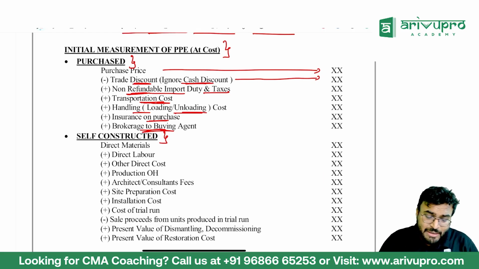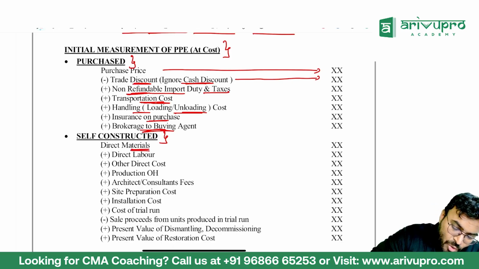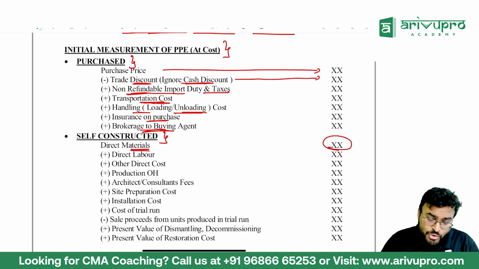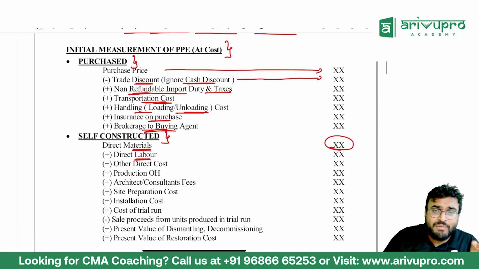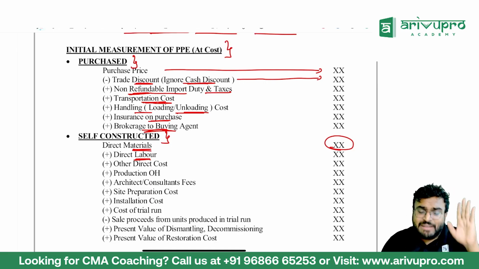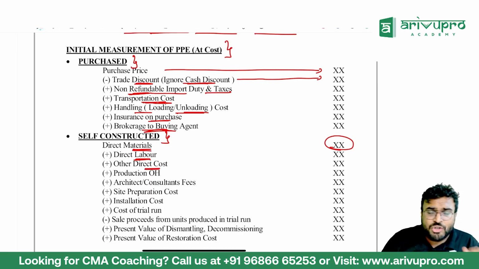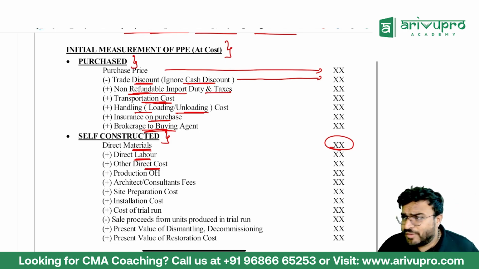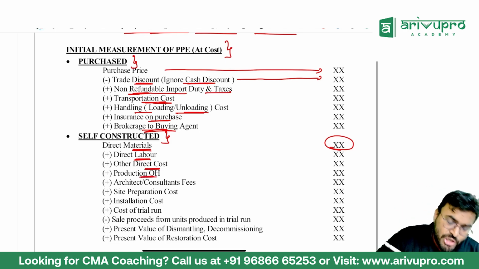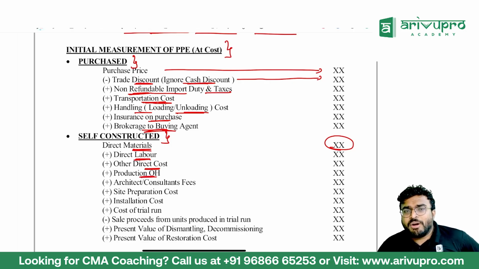I only construct the building. Direct material, whatever material I have used. Direct labor, whoever workers have worked on constructing that PPE. Other direct cost, electricity and other things, whatever you have spent, that also will be taken as the cost of the PPE. Production overhead.